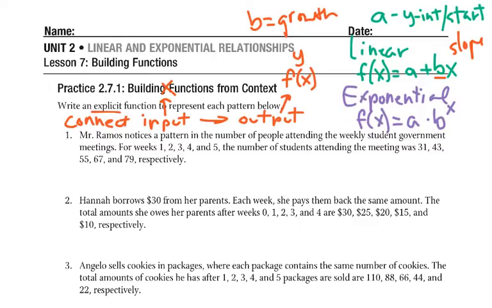So, basically, the best way to do this is to look for what's the start, what's the growth, and often making a table will help us see that. So let's go from there. Mr. Ramos notices a pattern in the number of people attending the weekly student government meetings. For weeks 1, 2, 3, 4, and 5, the number of students attending the meeting was 31, 43, 55, 67, and 79 respectively. So let's make a table.